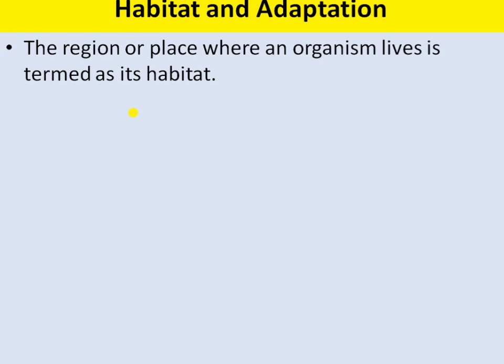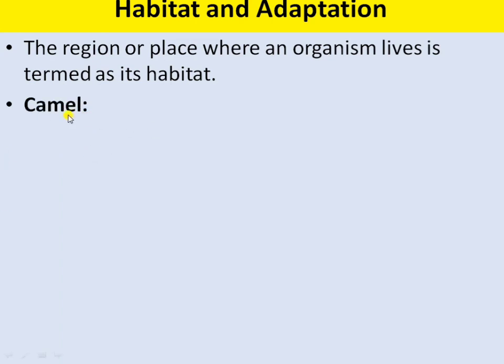So a habitat should have the following features. First is adequate food and water for the survival of the living thing. Second is shelter for protection from the enemies. And third is the optimum, or the most suitable, temperature for survival.